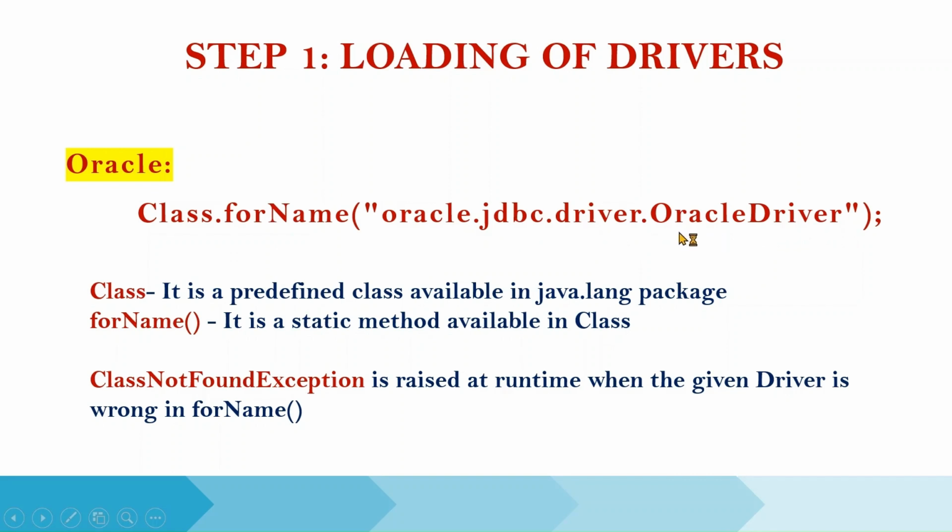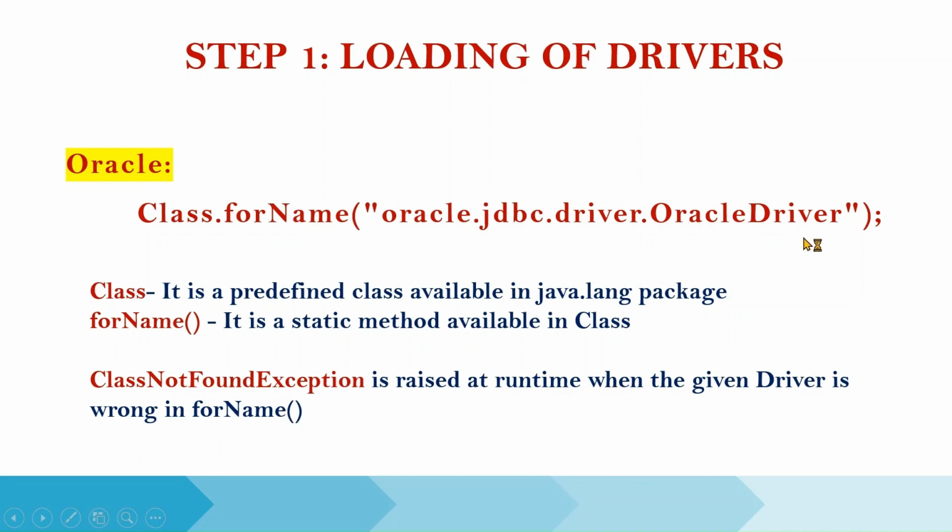Ultimately, you are searching for this class. If suppose this class is not available, or you have not downloaded that particular ojdbc6.jar, or in this line you are writing something wrong, then obviously there is an exception called ClassNotFoundException. Now this is raised at runtime when the given driver is wrong or incorrect in the forName method.